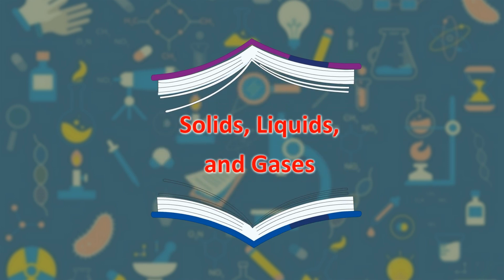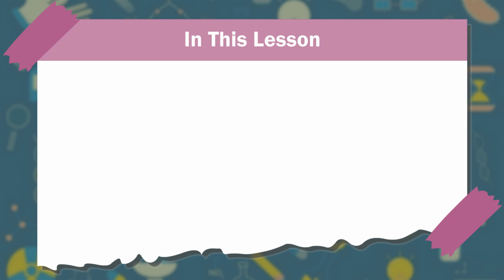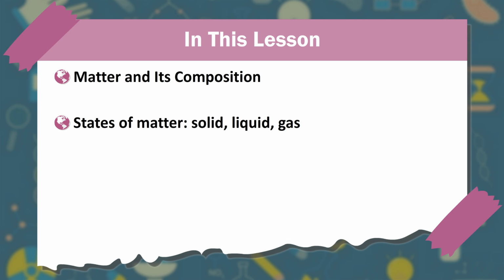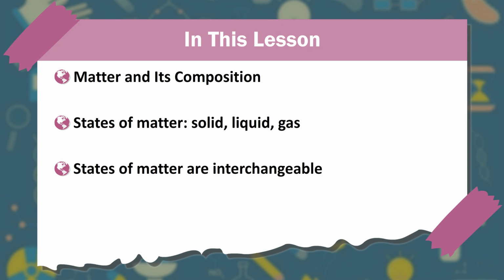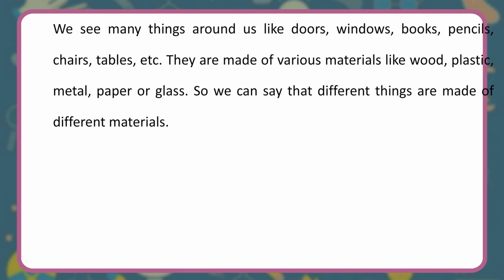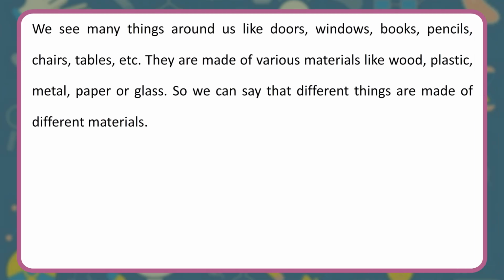Solids, liquids, and gases. In this lesson: matter and its composition; states of matter: solid, liquid, gas; states of matter are interchangeable; dissolving substances in water. We see many things around us like doors, windows, books, pencils, chairs, tables, etc. They are made of various materials like wood, plastic, metal, paper or glass. So we can say that different things are made of different materials.